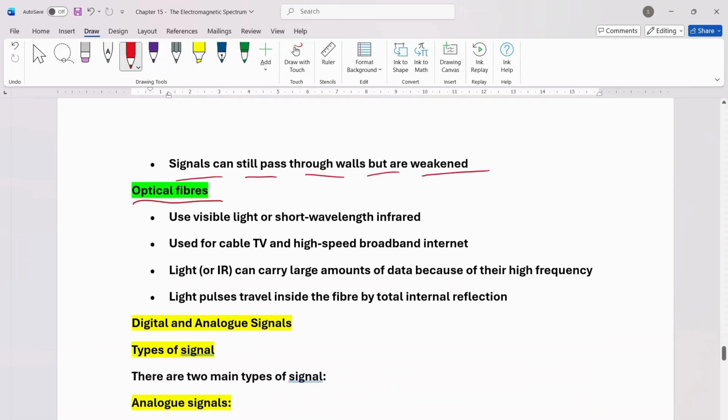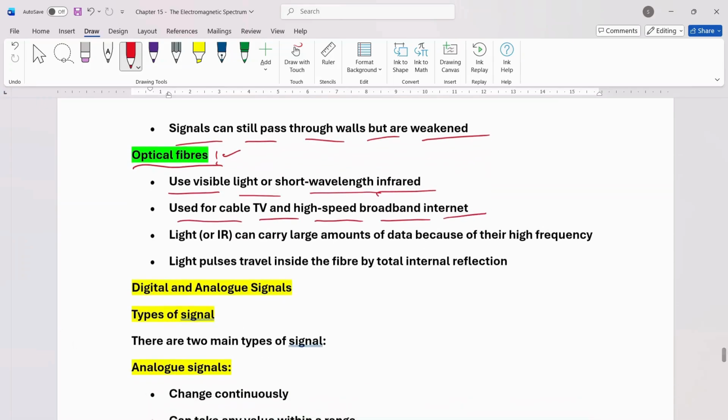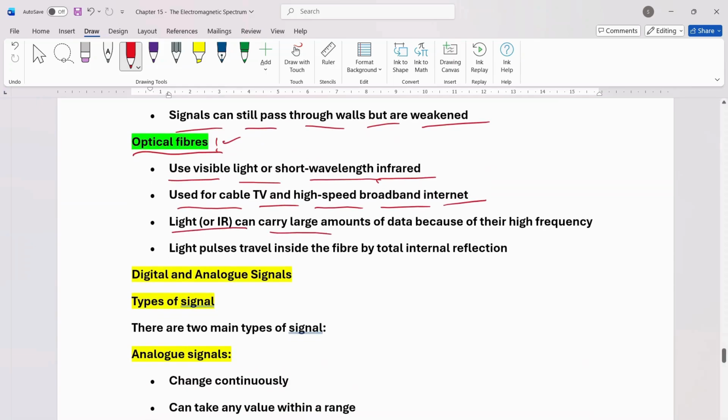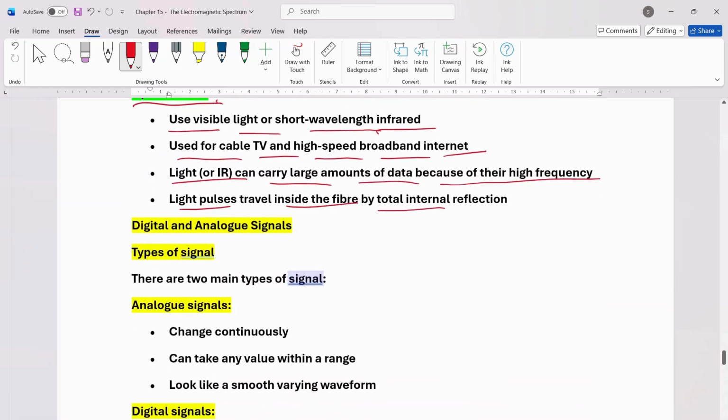Let's talk about optical fibers. They use visible light or short wavelength infrared. They are used for cable TV and high speed broadband internet. Light or IR can carry large amounts of data because of their high frequency. Light pulses travel inside the fiber by total internal reflection.